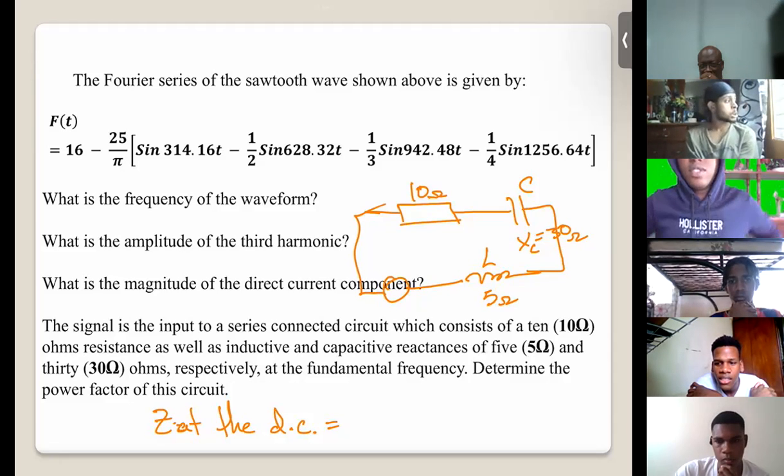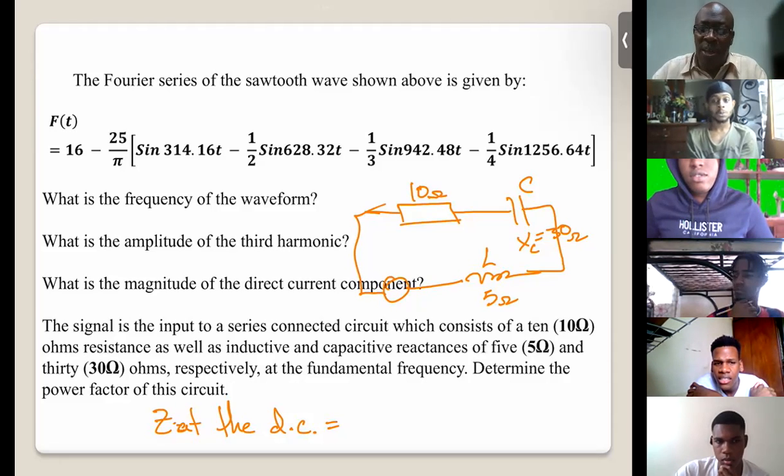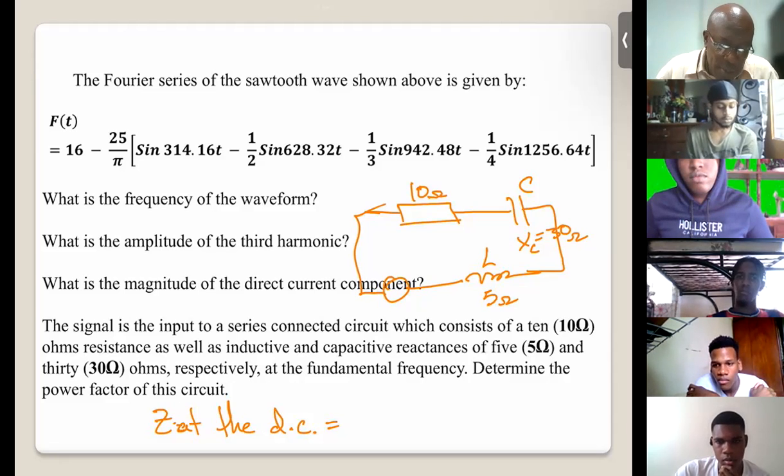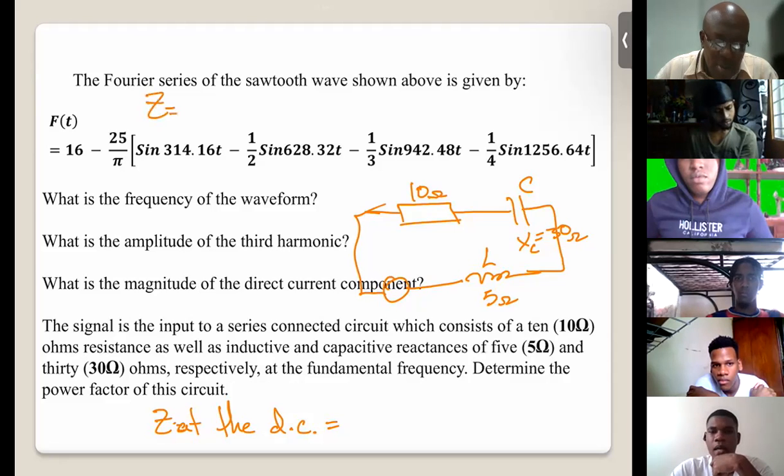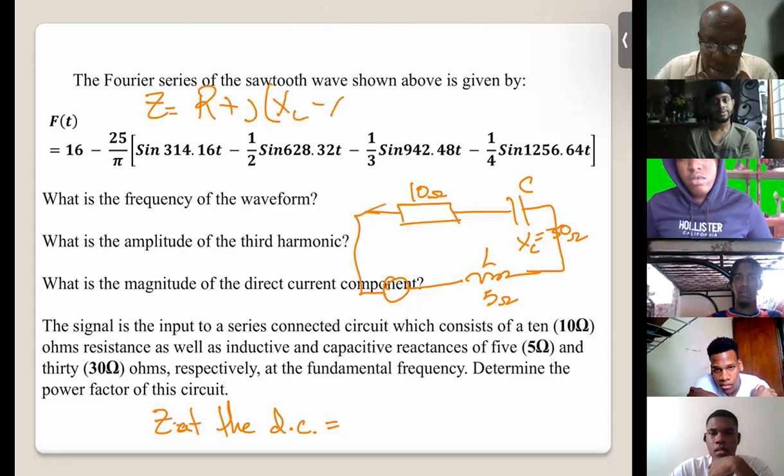Would it just be the 10 ohms, sir? Because the capacitive and inductive reactance is zero. All right. Tell me the expression for impedance for this RLC circuit. Give me the full expression in complex form. No, don't give me numbers. So it's R plus jX, XL minus XC. All right. So that is the expression for impedance.